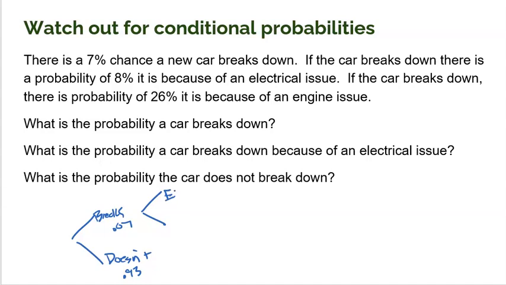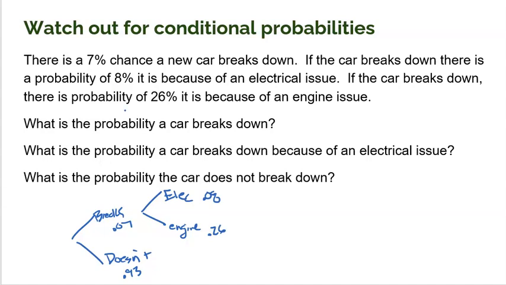So the chance that it's an electrical issue is 8%, so 0.08. And the chance that it breaks down because of an engine issue, so put engine here, sorry, my handwriting is terrible, by the way, but you guys know that, is 26%. But again, that 26% is off of it breaking down in the first place. It's not like there's just a 26% overall chance that you have an engine issue. You have to break down first for it to be an engine issue. So the engine and the electrical issues stem from it breaking down.